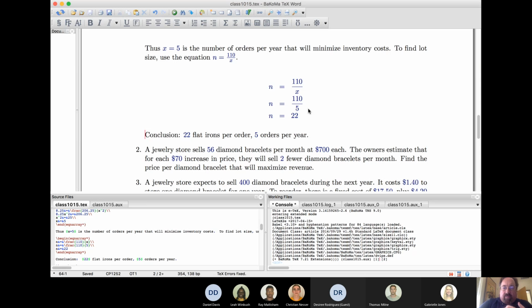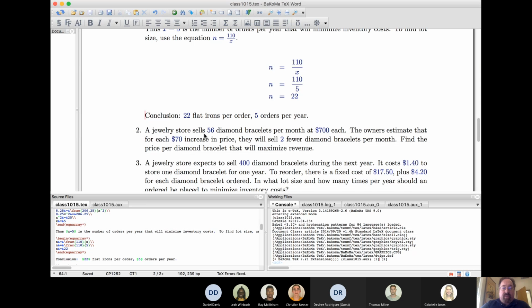All right. Now that was a problem about minimizing. Here, this is about maximizing. So the actual calculus part of this will be the same, but now we have a challenge of coming up with a different sort of function. So here we have a jewelry store. It sells on average 56 diamond bracelets, $700 each. So the idea is we want to consider raising the price in the hope to get more revenue. But what they estimate is that if you increase the price by $70, then you're only going to sell 54 bracelets. If they jack it up another $70, then they'll sell 52 bracelets and so forth.